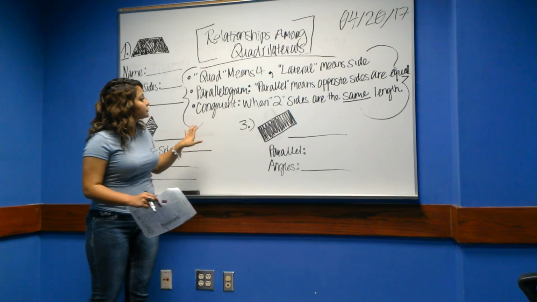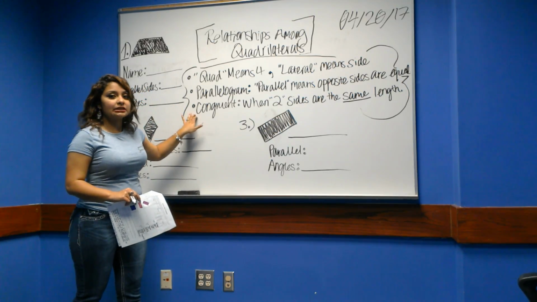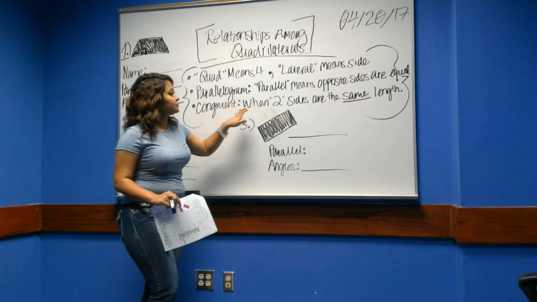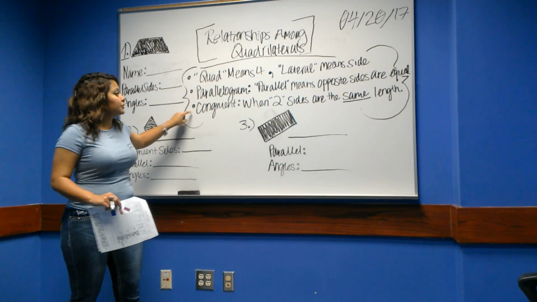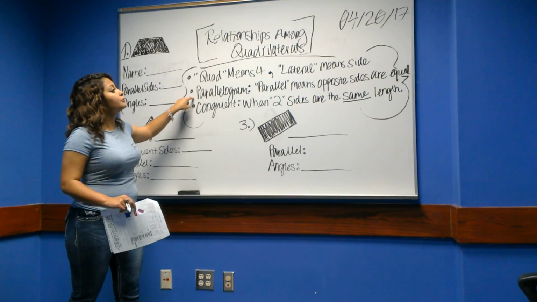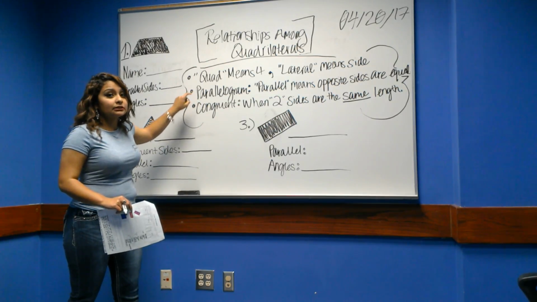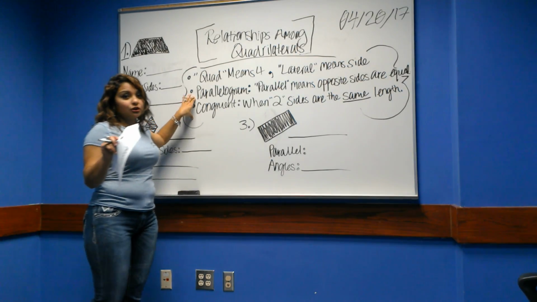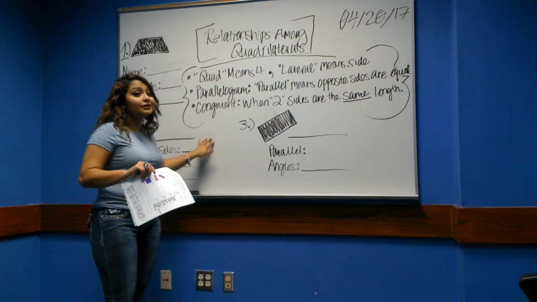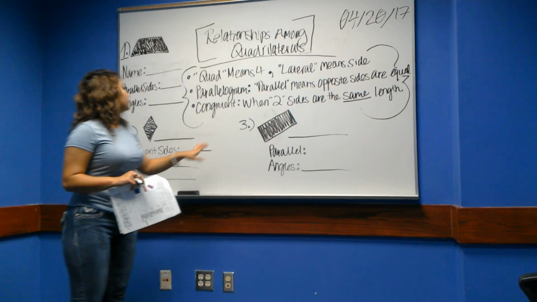Some of your quadrilaterals may have congruent sides. Congruent sides means when two sides are the same length. So remember, there's a difference between congruent and parallelogram. So please don't get these confused. I'm going to leave these up here while we do the example problems. Be sure not to start your worksheet until we have finished the example problems.